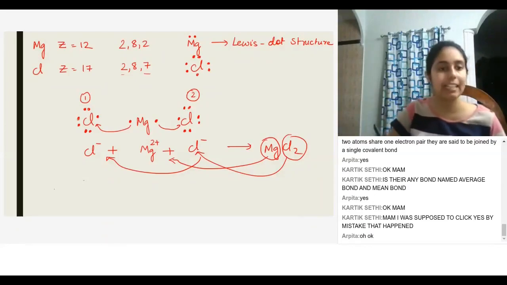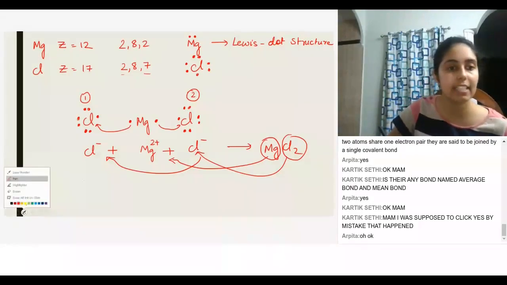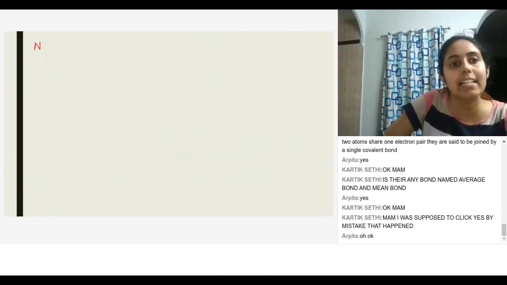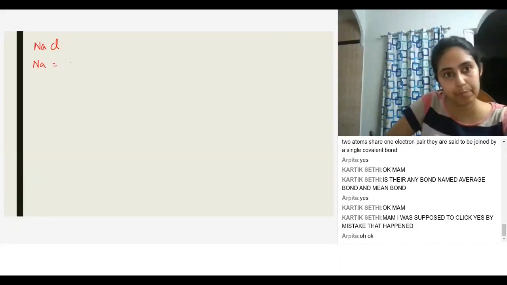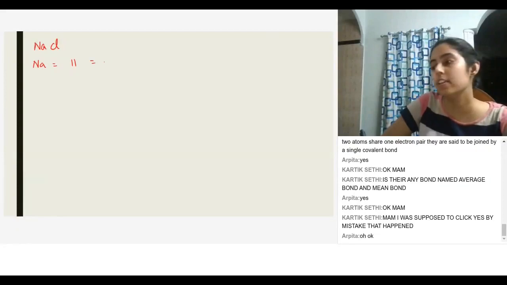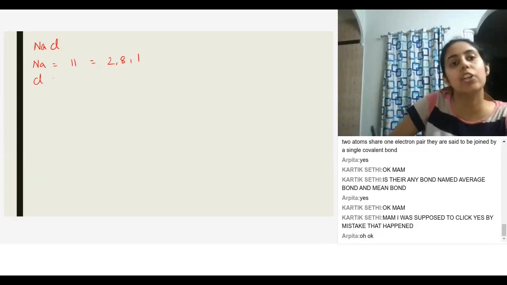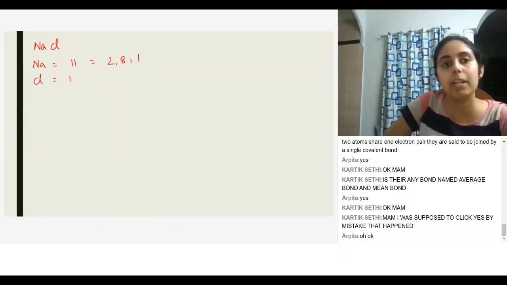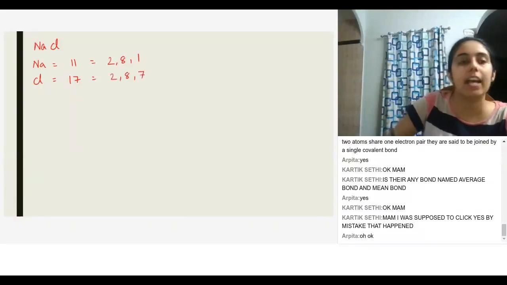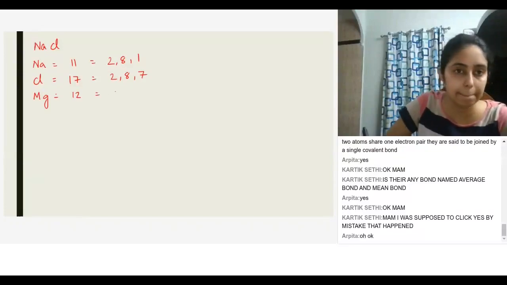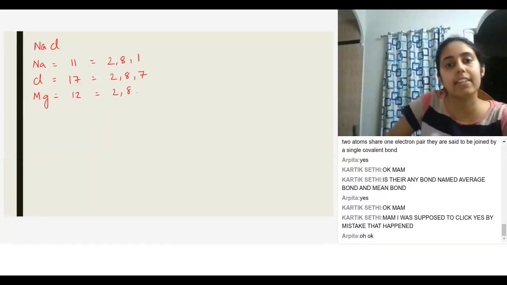So let us start with NaCl. What is the atomic number of sodium? 11. Okay. What is the electronic configuration? 2, 8, 1. Very good. Chlorine, what is the electronic configuration? Atomic number 17. 2, 8, 7. Excellent. Magnesium, atomic number 12. Electronic configuration? 2, 8, 2. Excellent. Very good, guys.